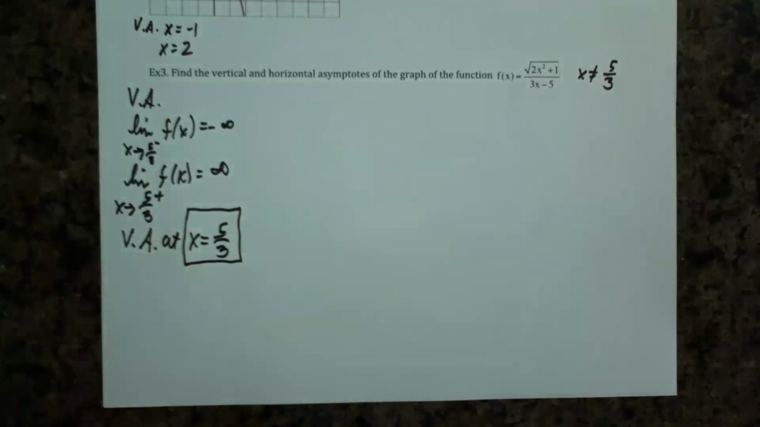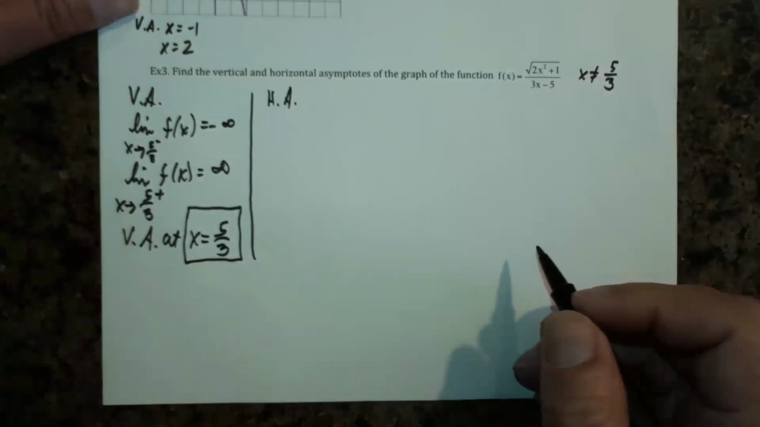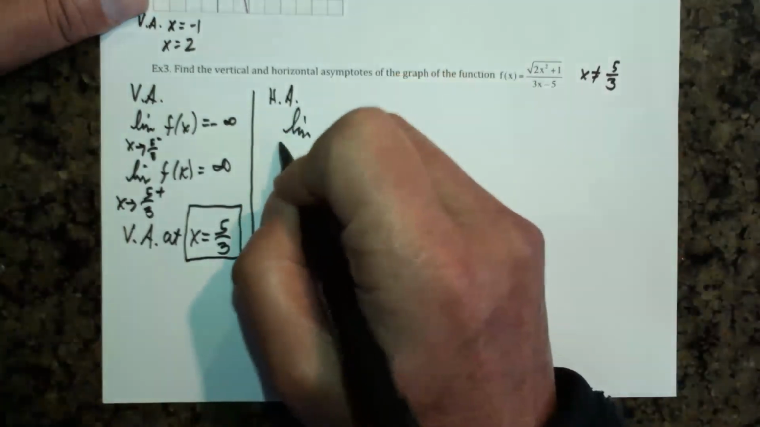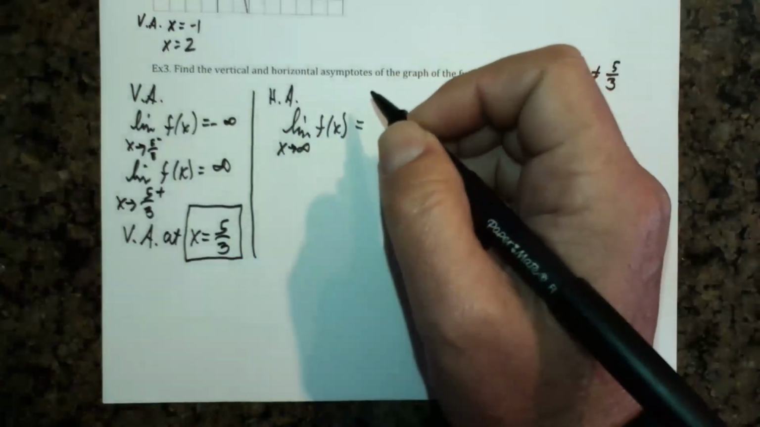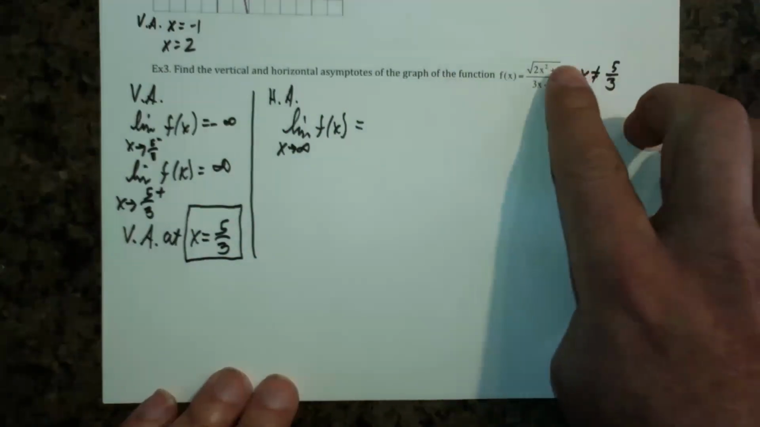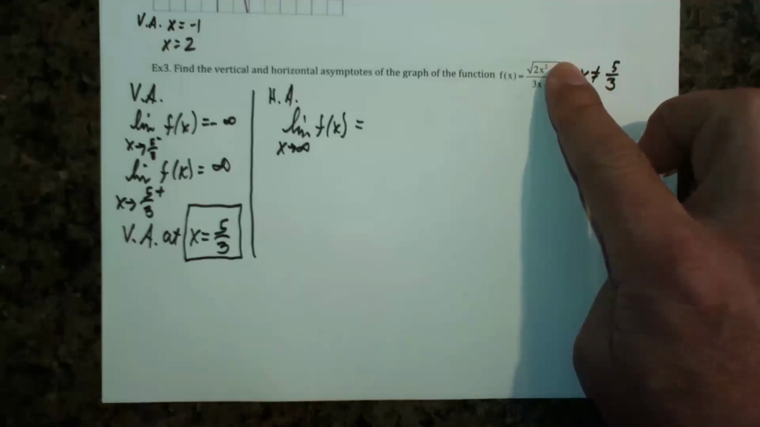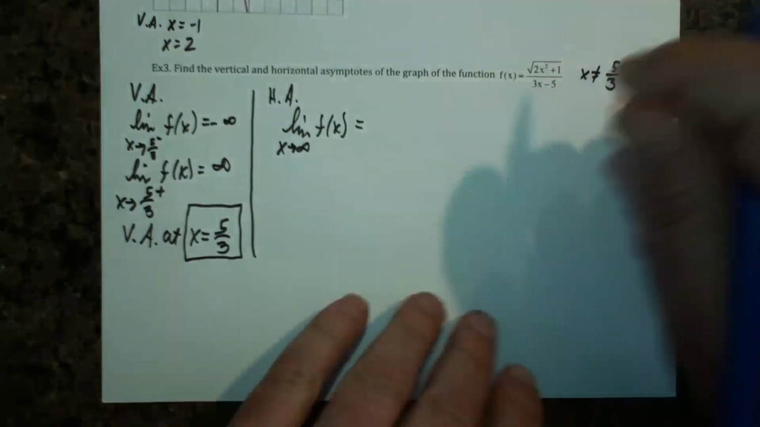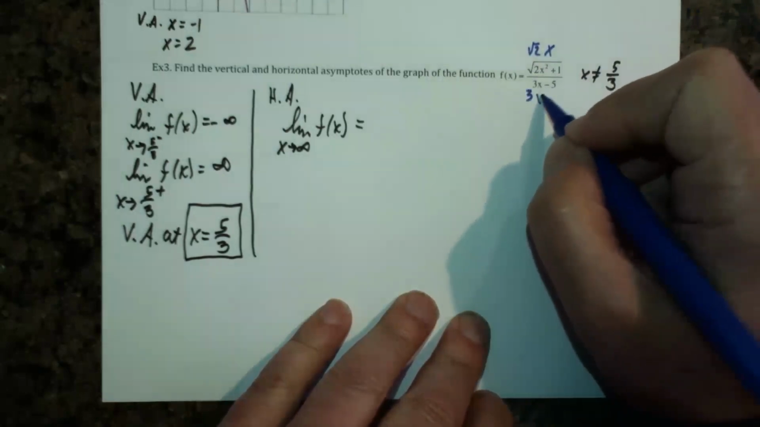All right, let's talk horizontal asymptotes, or potential horizontal asymptotes. So let's start here: the limit as x approaches infinity of f of x. And it's looking like we are going to be approaching something. Do you see that when you take it out to infinity, the +1 and -5 become very irrelevant? So I kind of have a √2x, and down here I have a 3x.